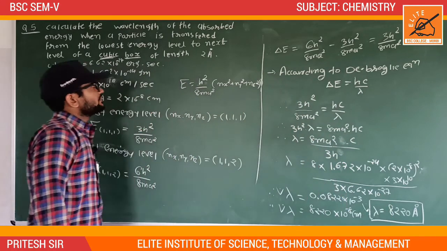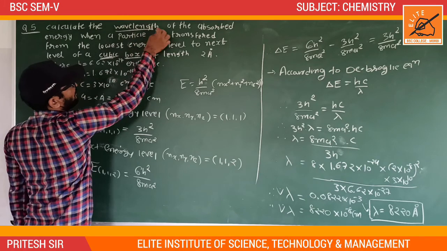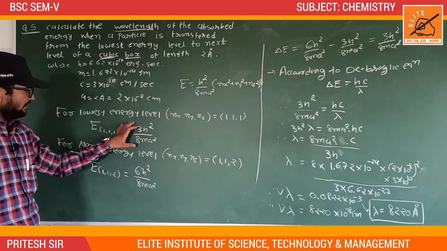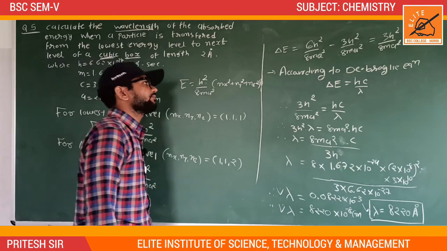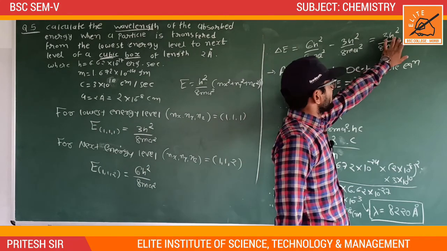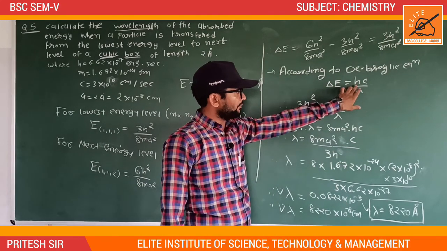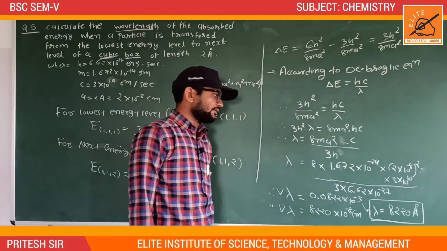In this case we calculated the wavelength of the particle when it moves from the lowest energy level to the next level. At that time the value of delta E is equal to 3h² upon 8mL². Now from the de Broglie equation, delta E is equal to hc upon lambda. So the final value of lambda is equal to 8220 angstrom.